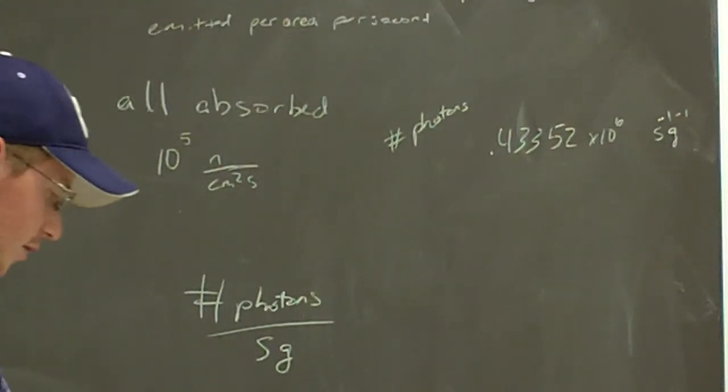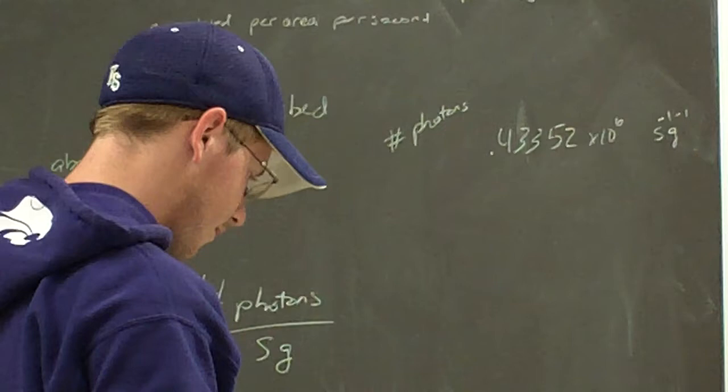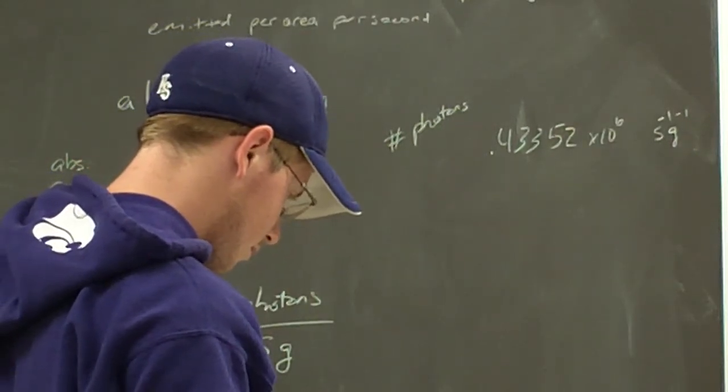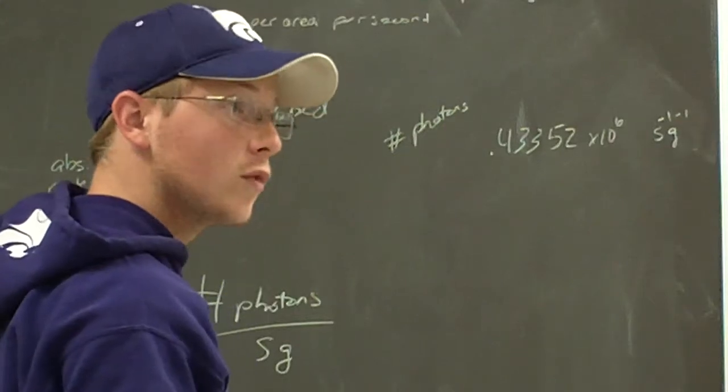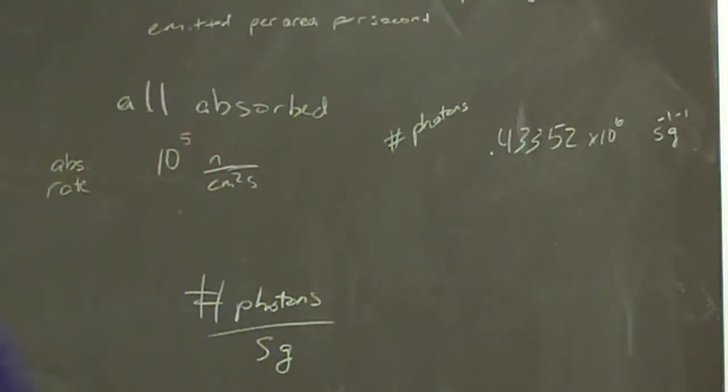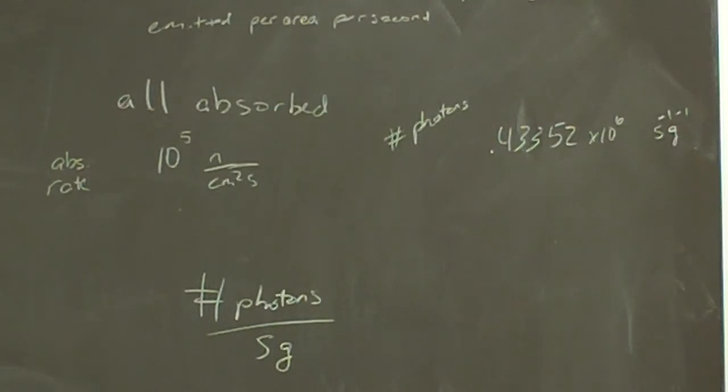I don't know how I found the number of captures per second per gram. What about the density? That'll give you per centimeter. Yeah, and per second per centimeter squared. Grams per centimeter cubed, that's density.